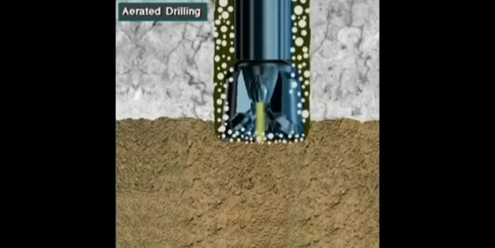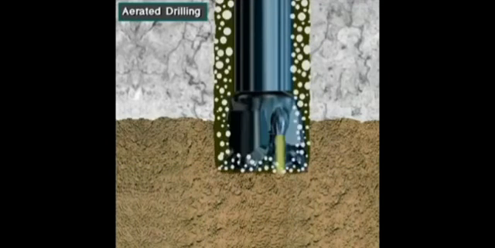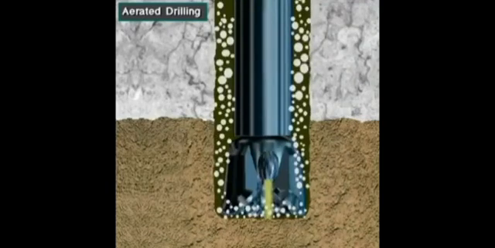In some cases, the rig operator may use aerated mud, which, like foam drilling, helps prevent clogging of the wellbore. Aerated drilling uses both mud and air, pumped into the standpipe at the same time.